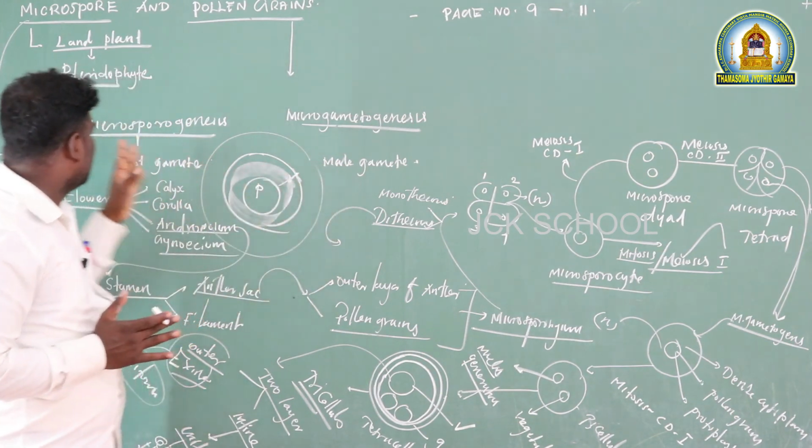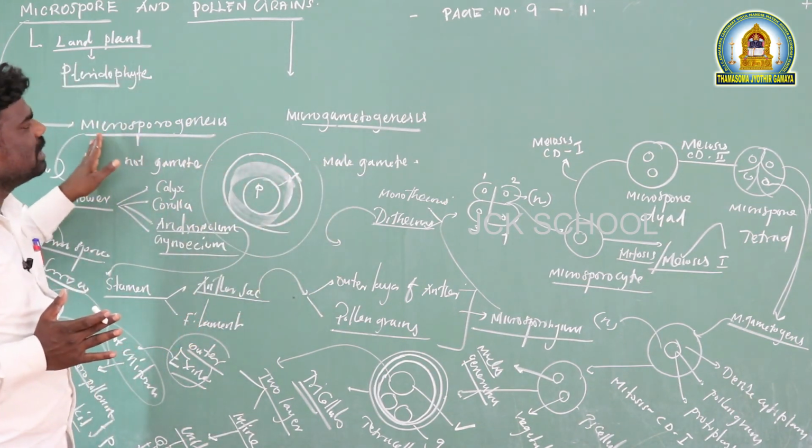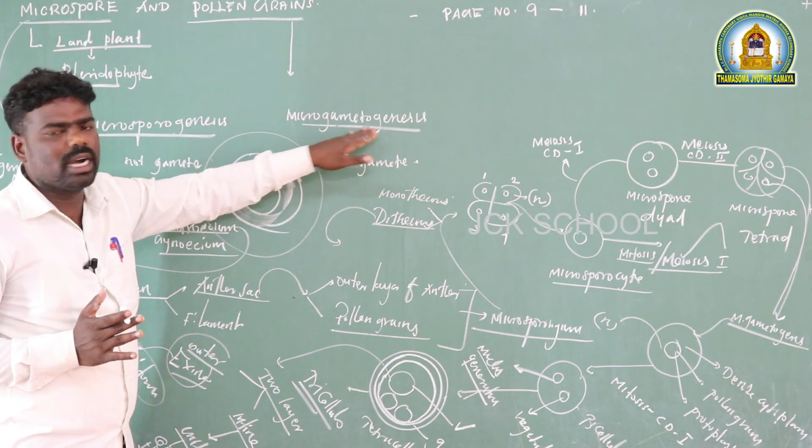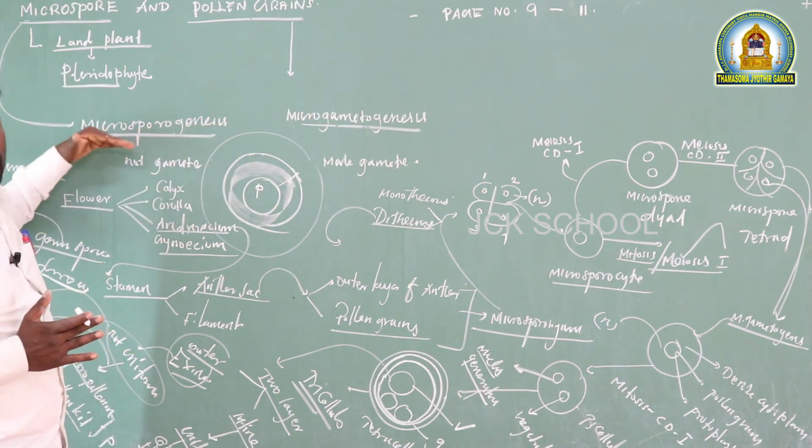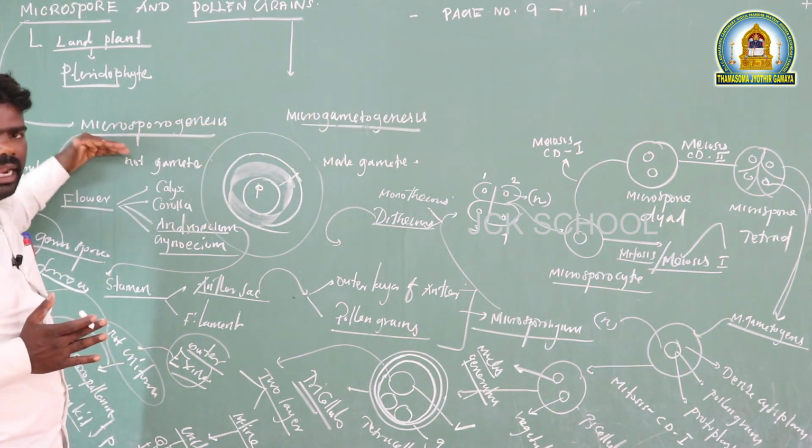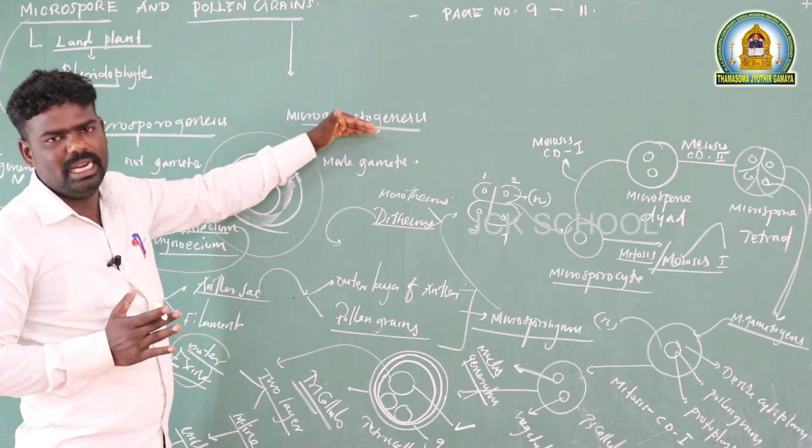First of all, microsporogenesis is the process that produces the pollen grain, together with microgametogenesis. It is not for the male gametophyte. It is only for the male gametophyte.